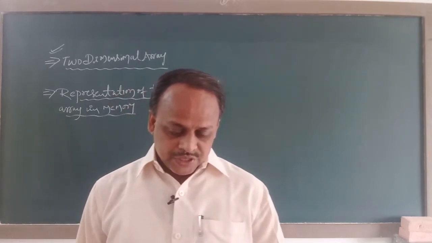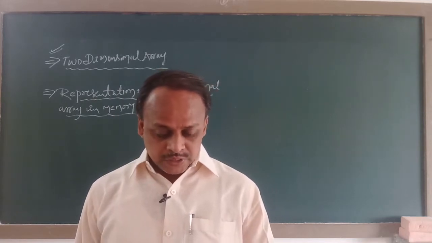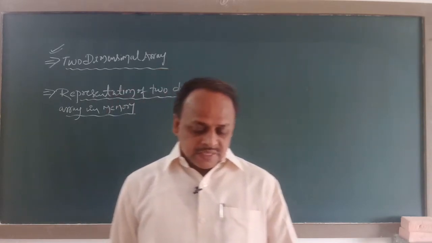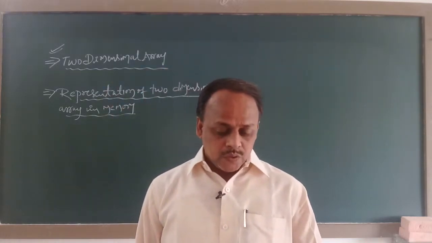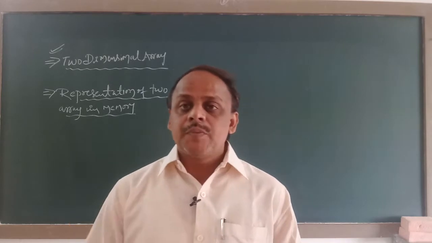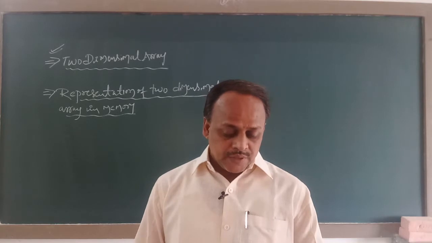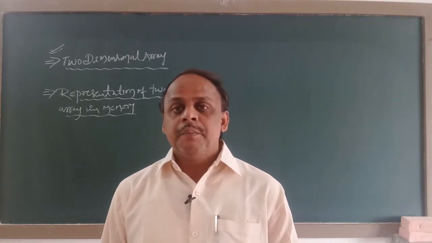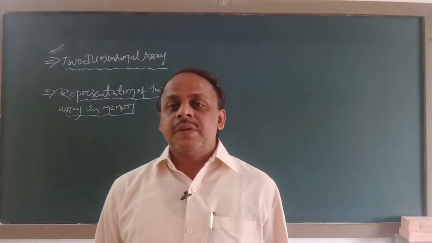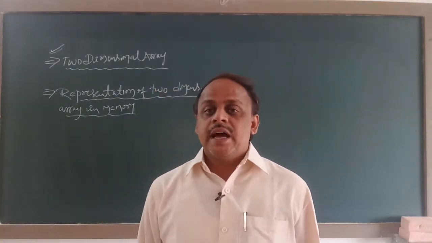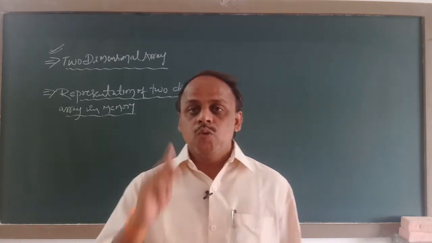Let A be a two-dimensional array that has m rows and n columns. The array will be represented in memory by a block of m into n sequential memory locations. The array A may be stored in memory by one of the following methods. It means a two-dimensional array is going to be represented in memory in two ways.